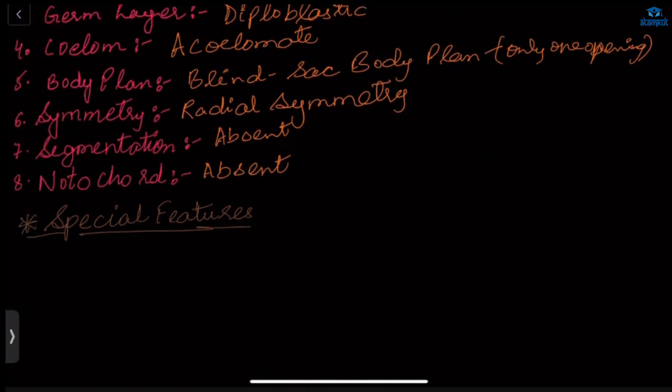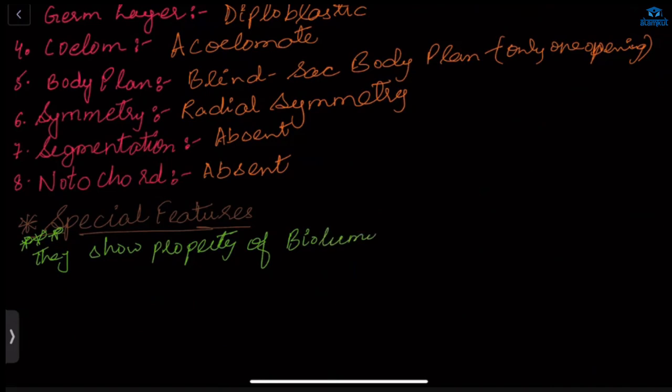Now the point of special feature, what are their special features? In the phylum Ctenophora, one of the most important features is that they show the property of bioluminescence. Mark this as an important question. Do you know what bioluminescence is? Earlier I think I have explained, or not, I don't know. Okay, so what is bioluminescence?